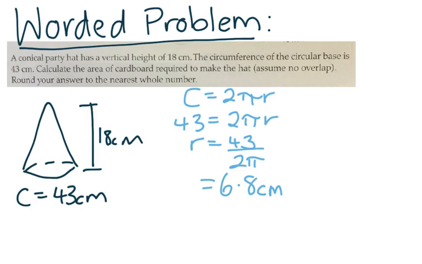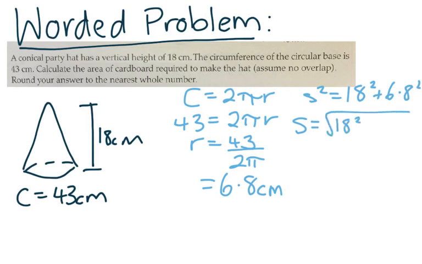The other part is we need to find our slant height now that we've got the radius. So we're going to use Pythagoras' theorem again. So we've got s squared would be 18 squared plus 6.8 squared. So then s is the square root of that to give us a slant height of 19.2 centimetres.